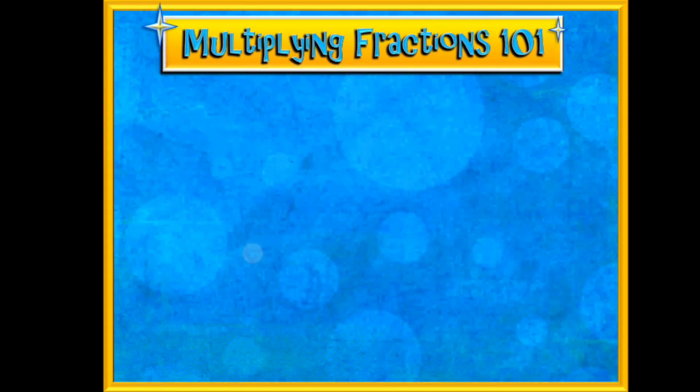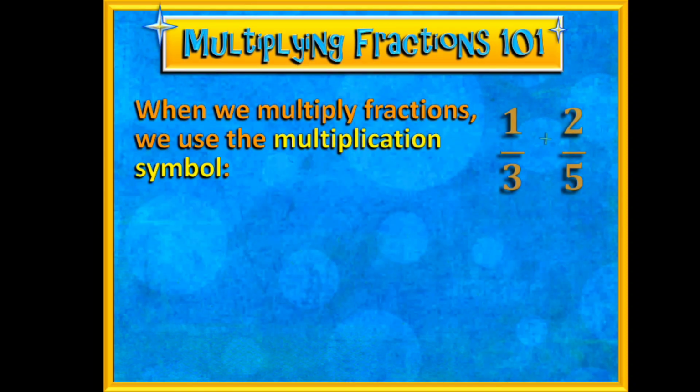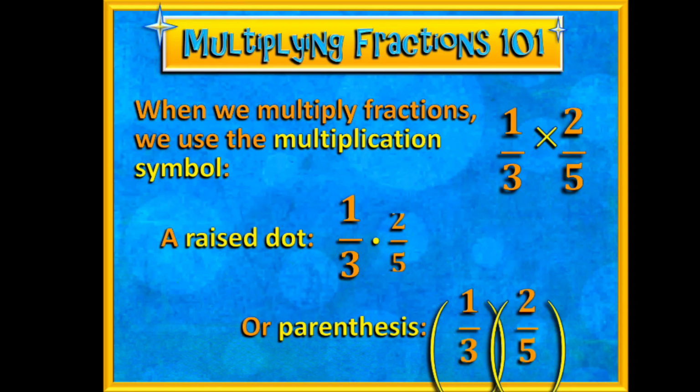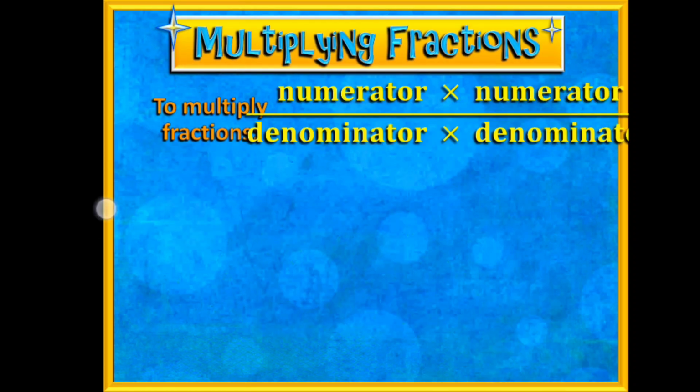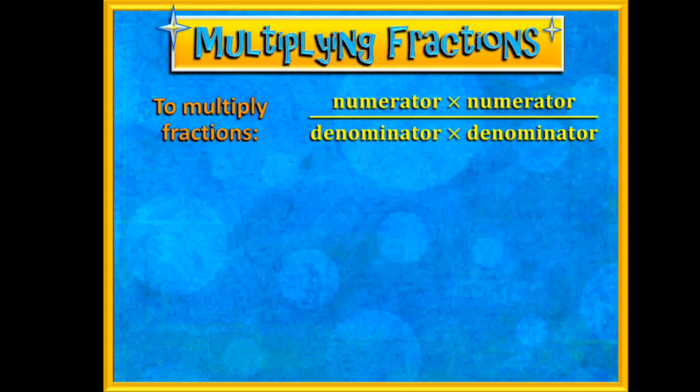But how did I do that? Very easy. When we multiply fractions, we just use the multiplication symbol like that, or we can also use the dot or the parentheses. And to multiply fractions, we just multiply the numerators and the denominators. Just easy as that. You just have to multiply the numerator and then multiply the denominator.